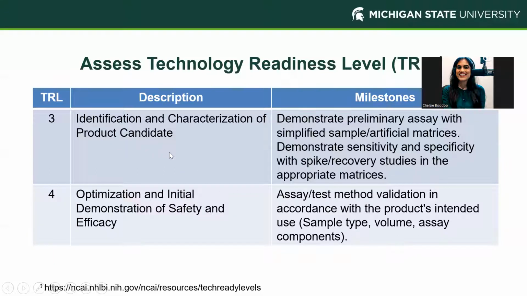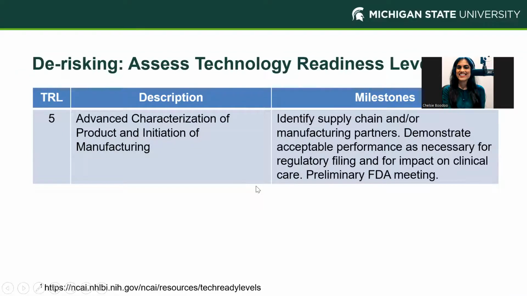We move to TRL3. TRL3 is when you start identifying or validating sensitivity and specificity based on appropriate matrices. TRL4, you want the sample volume and assay components already optimized by this time. So now at this stage, you're starting to move into TRL5. You're starting to look at acceptability, preliminary regulatory guidelines, and impact on manufacturing and supply chain. Do you even have supplies to make these components? So that is TRL5.